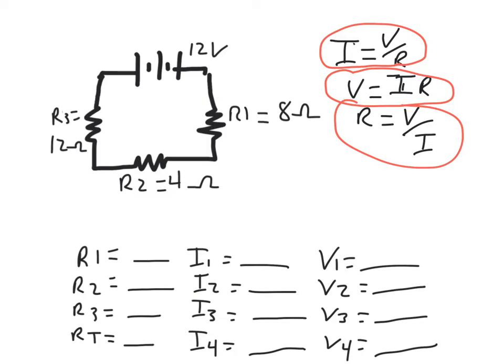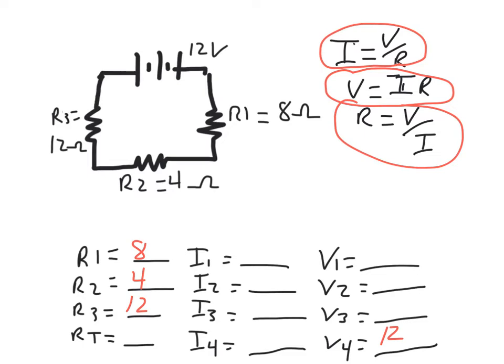We're going to start by filling in the information that's been given to us in our diagram, so that we know that our resistance 1 is 8. We know that our resistance 2 is 4. We know that our resistance 3 is 12. And we know that our total voltage is 12. That's the information that has been given by our diagram.